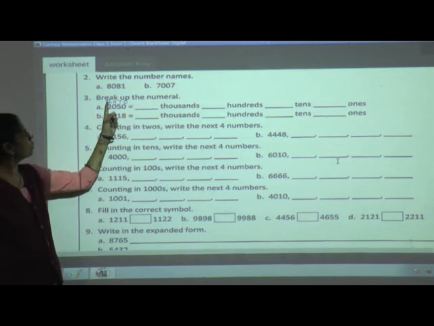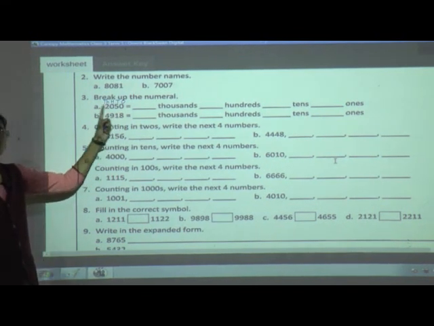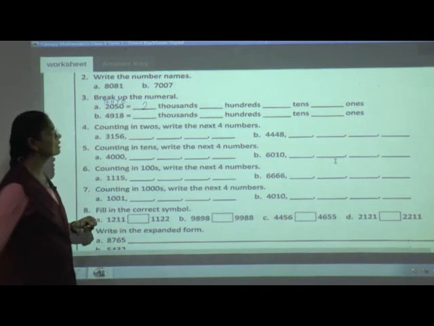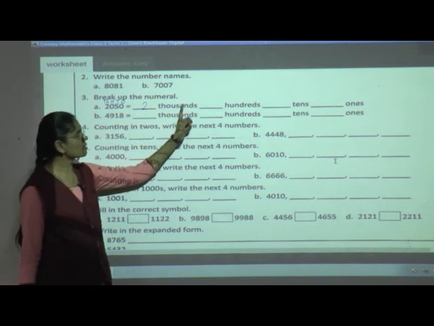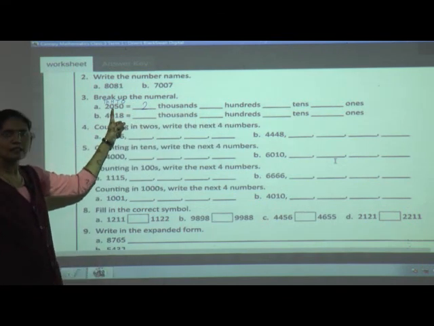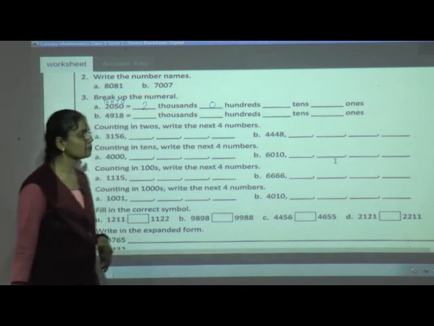Now see how many thousands are there? Yes, see the number carefully. Here 2000s are there. So we will write 2 here. 2000s. Then dash hundreds. Now how many hundreds are there? At hundreds place 0 is there. So 0 hundreds, we will put 0 here.